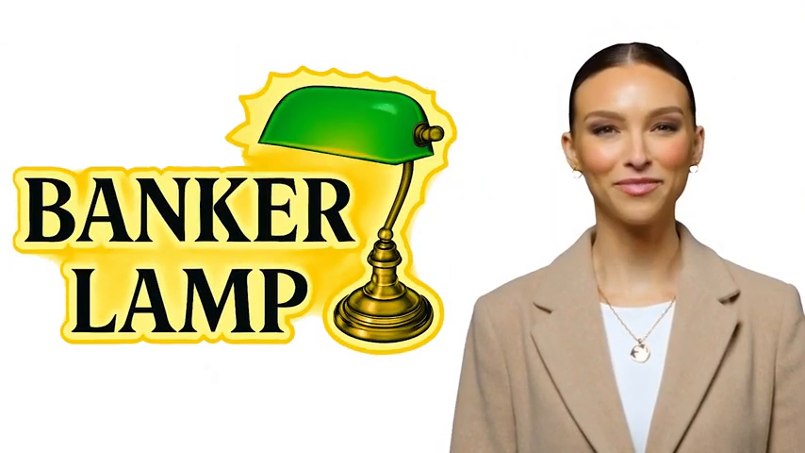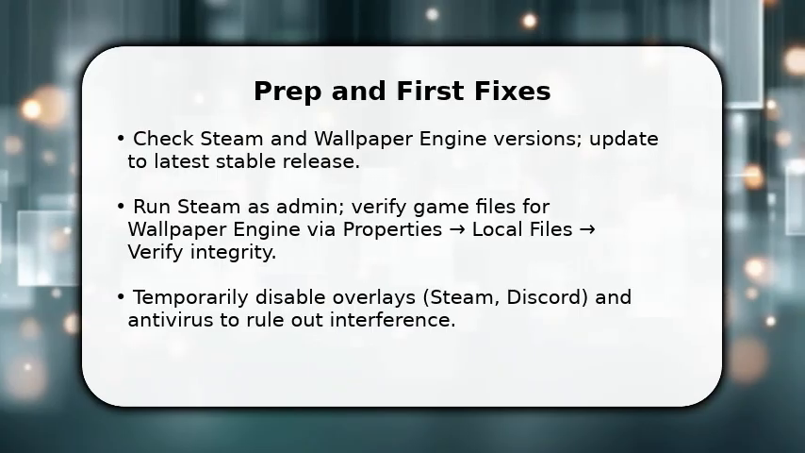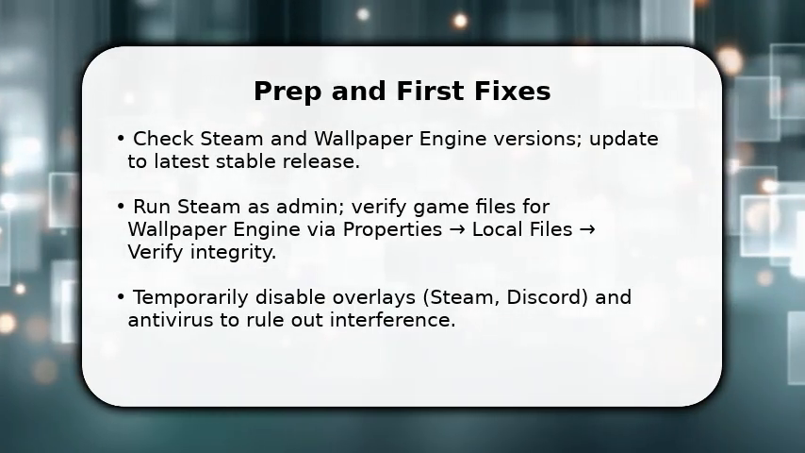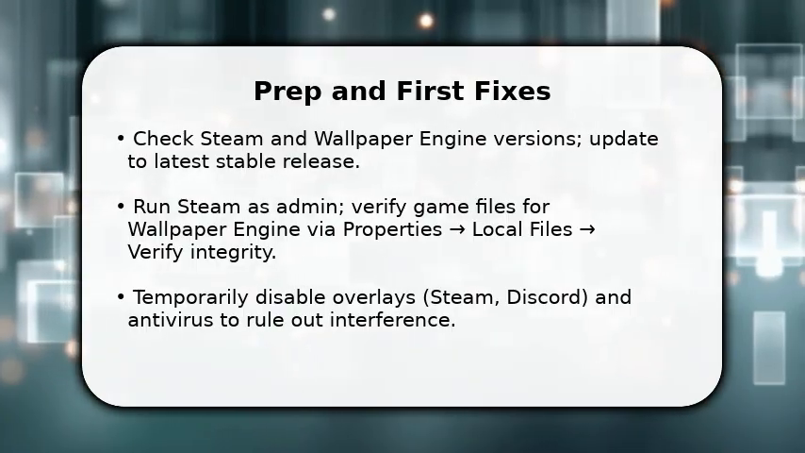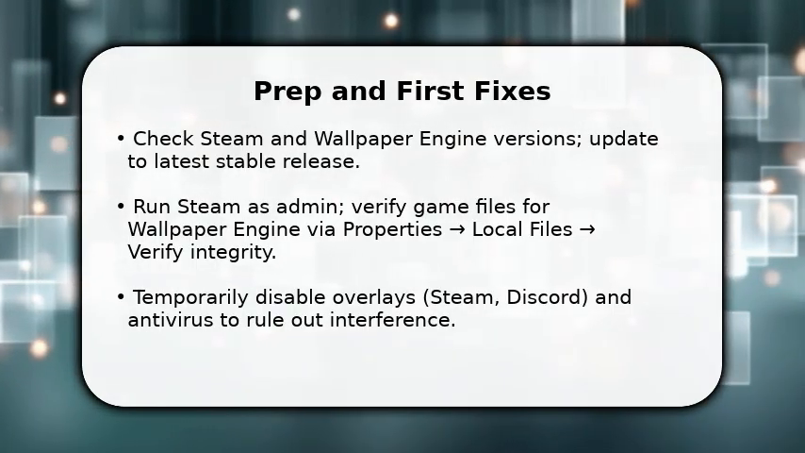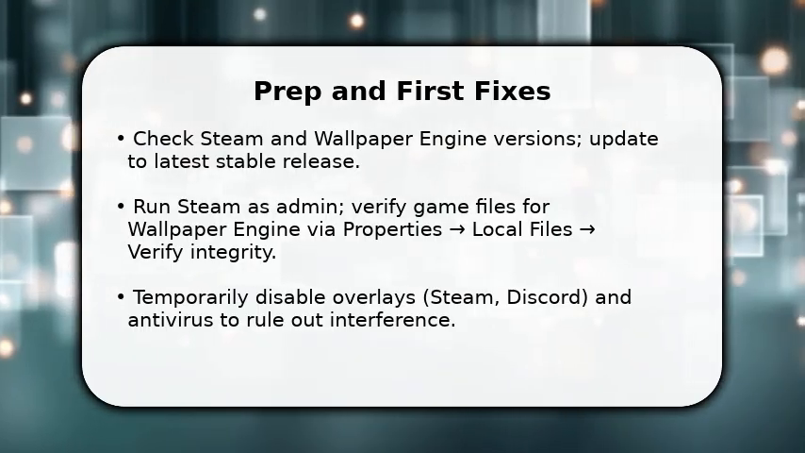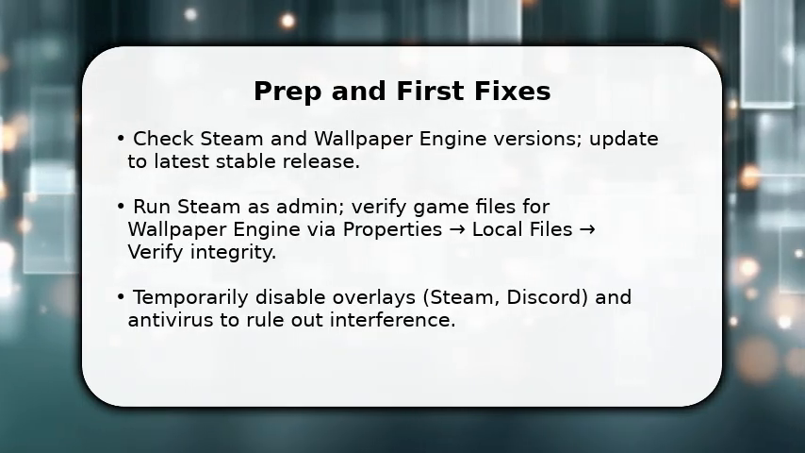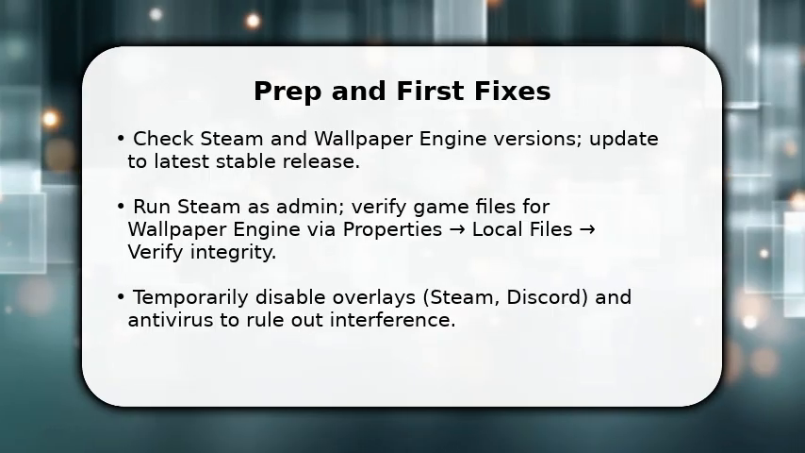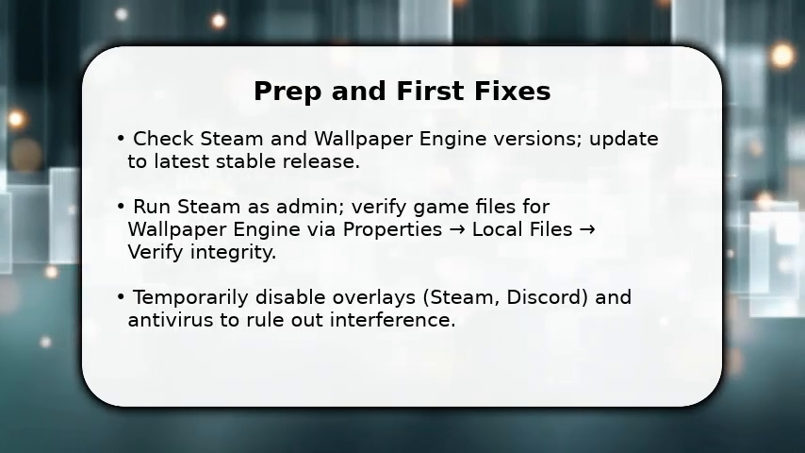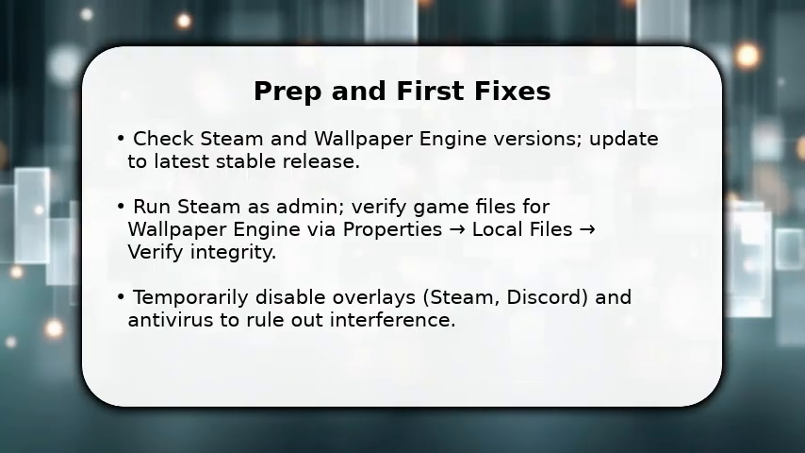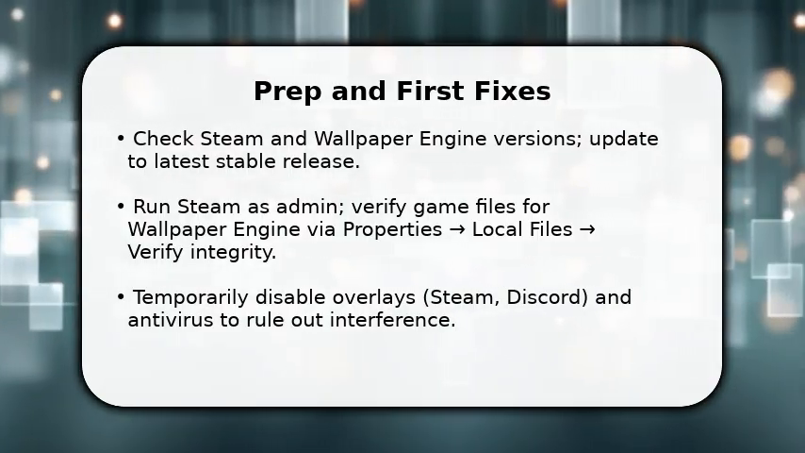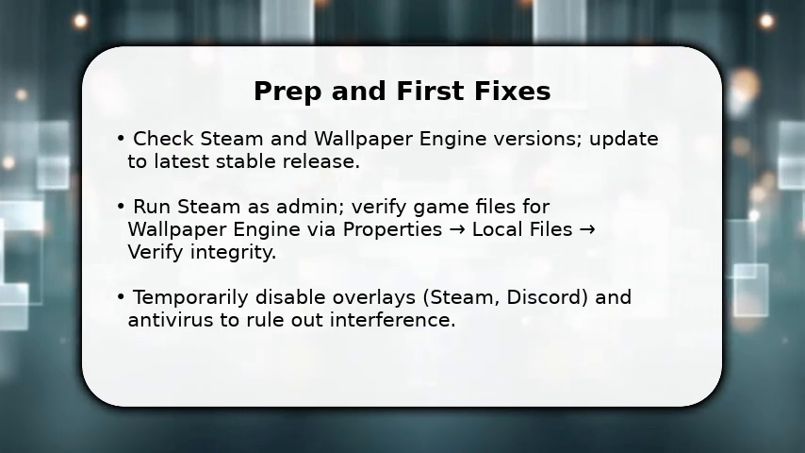Please enjoy the video. You start by ensuring Steam and Wallpaper Engine are up to date, because version mismatches often cause startup errors. Once done, run Steam as administrator and verify Wallpaper Engine's files to repair corrupted packages. Make sure overlays like Steam or Discord are off. They hook into the renderer and can crash Wallpaper processes. Also temporarily disable antivirus or add exceptions so the engine can access files and GPU. This gets you past most permission and file integrity issues quickly.